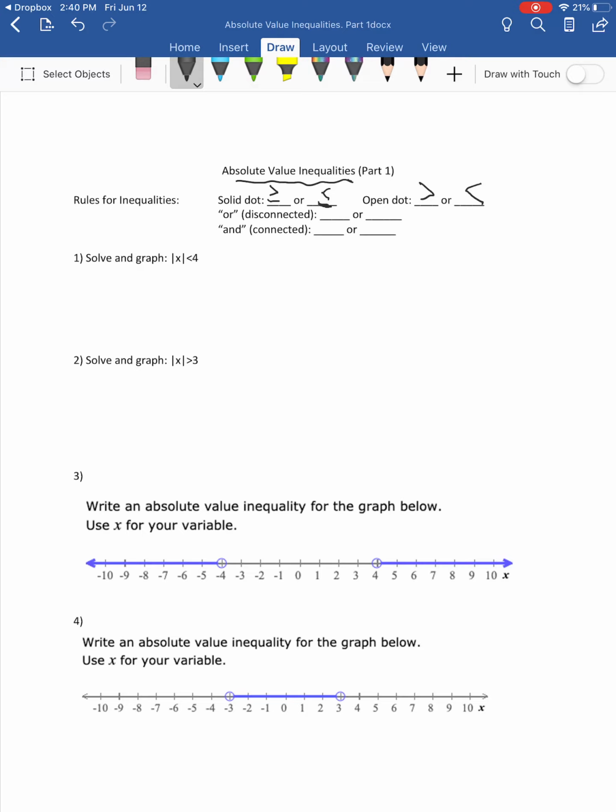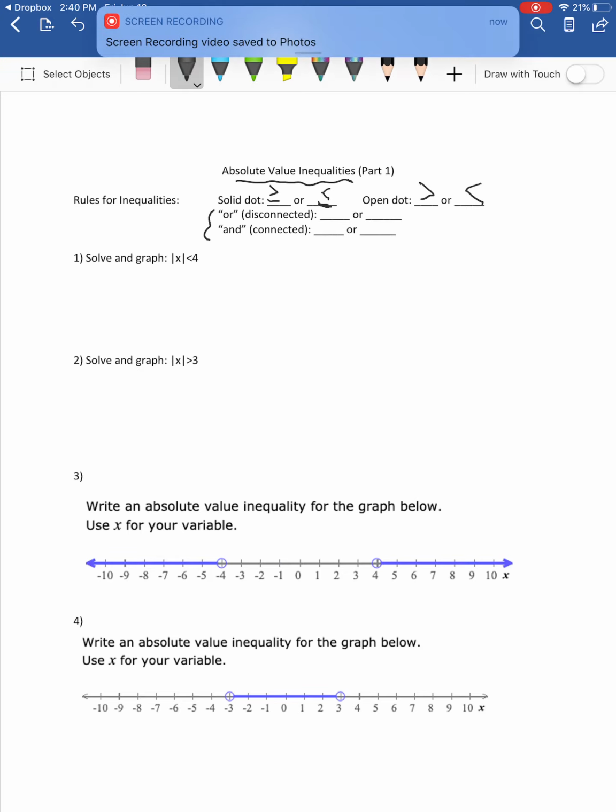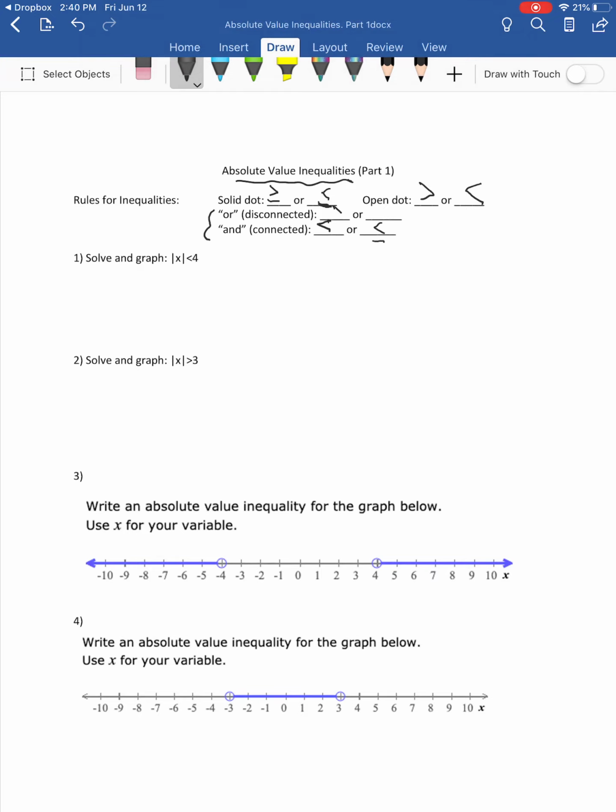And we also had the "and" or "or" inequalities. You should remember the "or" are the disconnected ones, the ones that go like two separate directions. The "and"s are the connected ones. So the "and"s are when we have a less than or equal to sign. The "or"s are when we have a greater than or equal to sign. Okay, let's take a look at how this works.